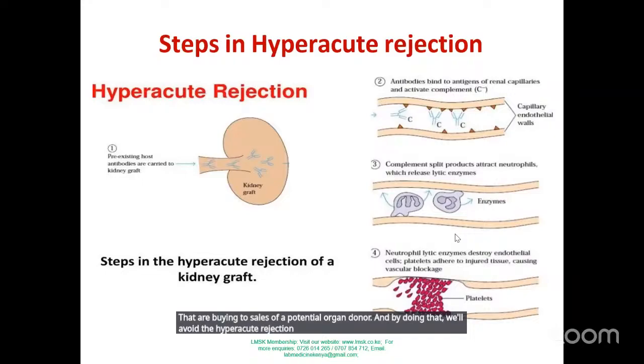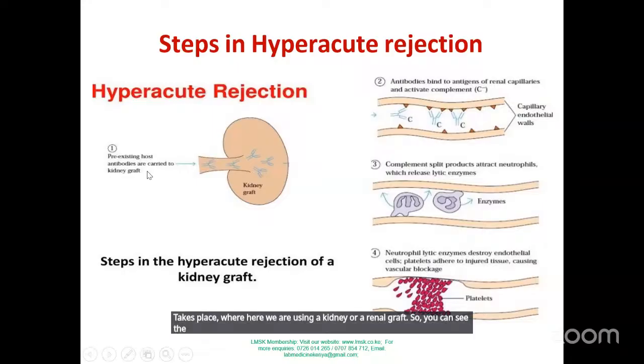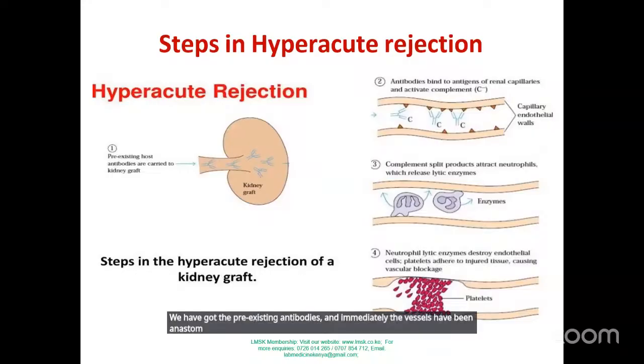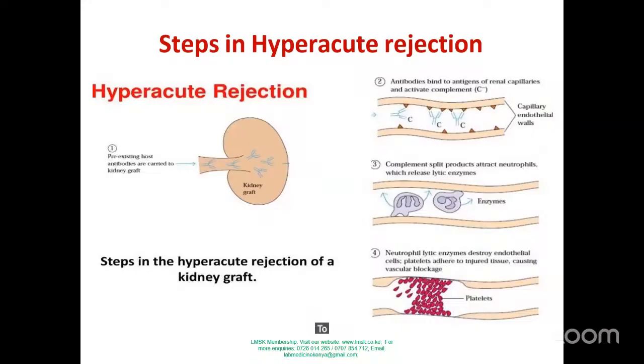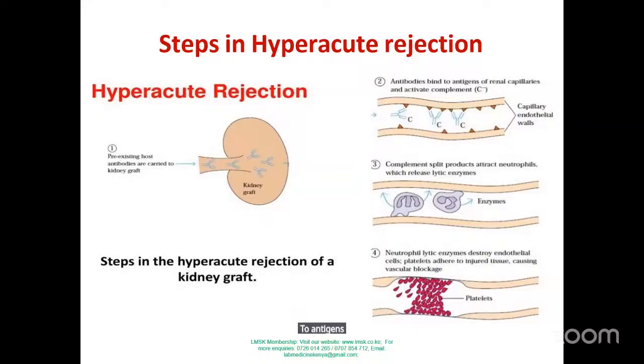That diagram represents how hyperacute rejection takes place, where here we are using a kidney or renal graft. You can see step one where my cursor is. We have the pre-existing antibodies, and immediately the vessels have been anastomosed, they traffic to the newly implanted graft. Then in the second step, the antibodies bind to antigens of renal capillaries and activate complement.